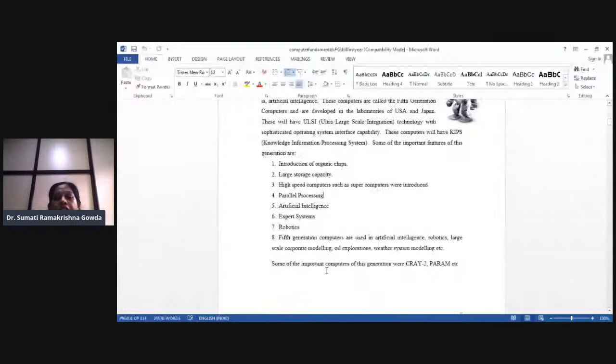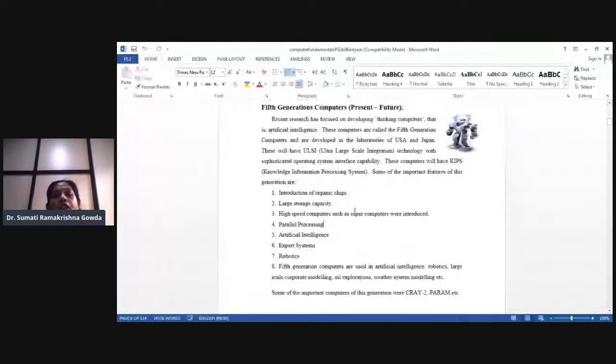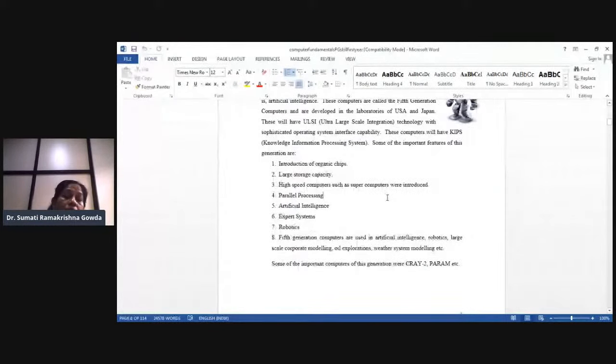Fifth generation computers are used in artificial intelligence, robotics, large scale corporate modeling, oil exploration, weather system modeling, etc. Some of the important computers of this generation are Cray 2, Param, etc. They are all supercomputers. Now, when you watch news on TV, at the end they show you weather forecasting. It will say likely to rain, heavy rains, heavy snowfalls. See how you are getting this through the supercomputer.